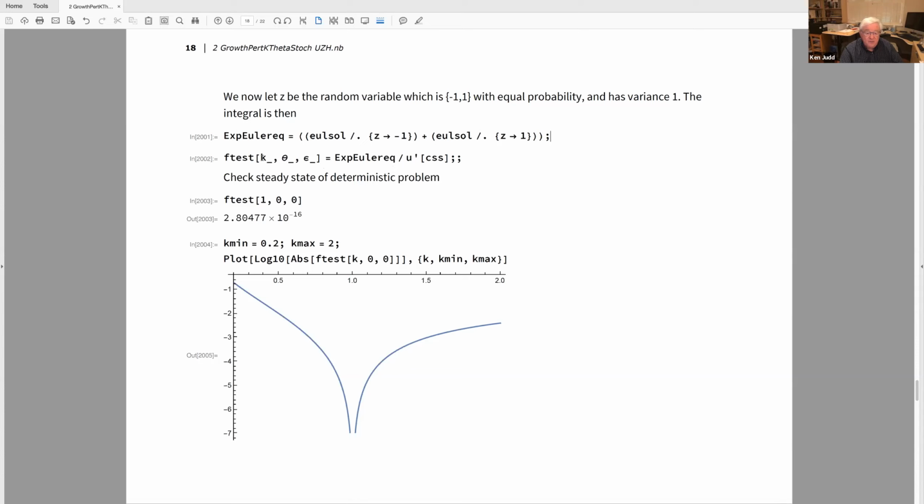And now this is a test for Euler equation accuracy, where I take the expected Euler equation error and divide by U prime C. And at the steady state of the deterministic problem, so epsilon equals 0, theta equals 0, and K equals 1, it does work. So this thing works. It better work. Now I'm going to test just the deterministic part of this approximation, and indeed it does a good job. I mean, log base 10 errors are nice.